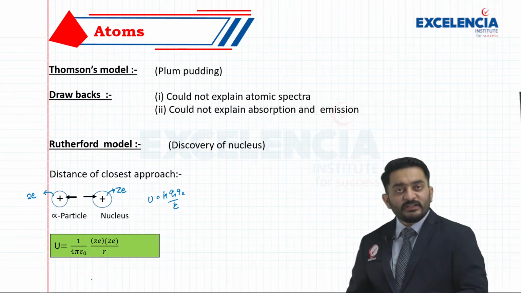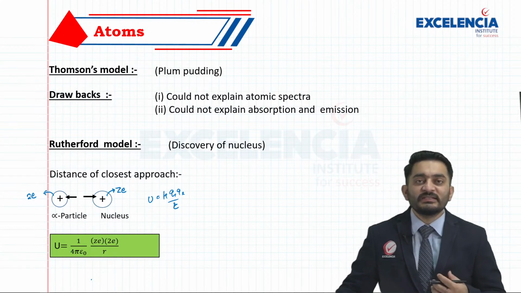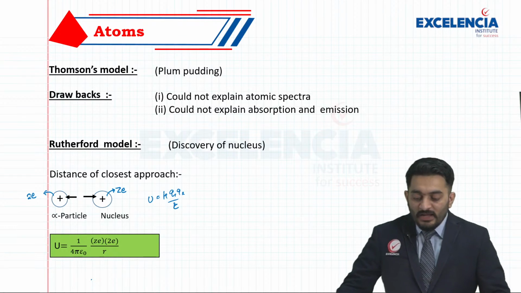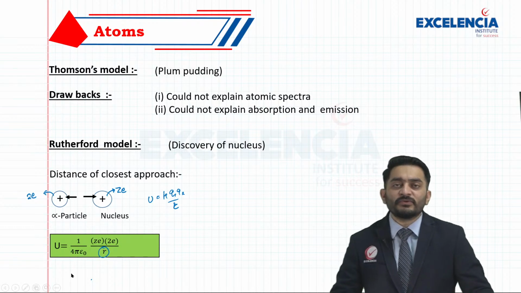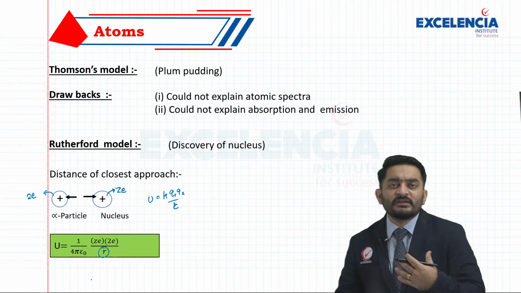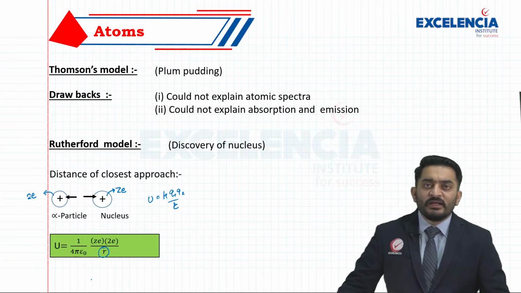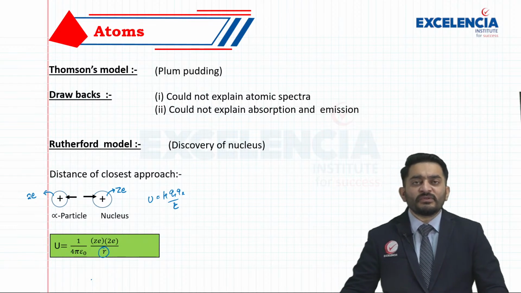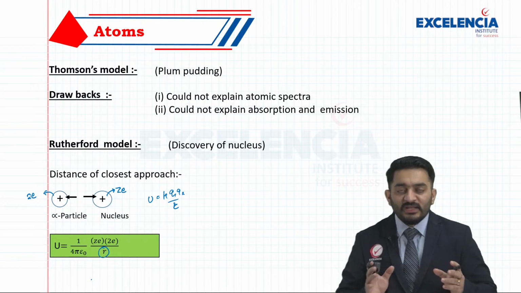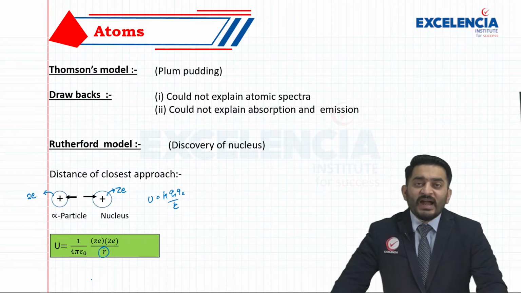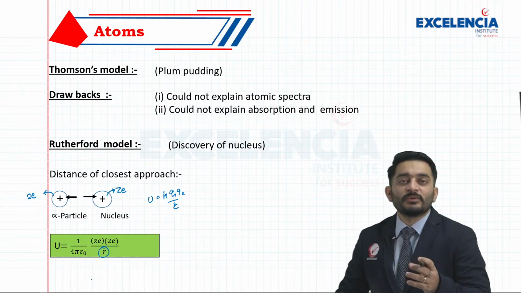Now I have written the electrostatic potential energy for this case. R is the distance between the two charged particles where the projected alpha particle is going to stop for a moment. The reason is that whatever kinetic energy you have given to the alpha particle becomes equal to the potential energy between the alpha particle and the nucleus. That is the particular distance R, the distance of closest approach.